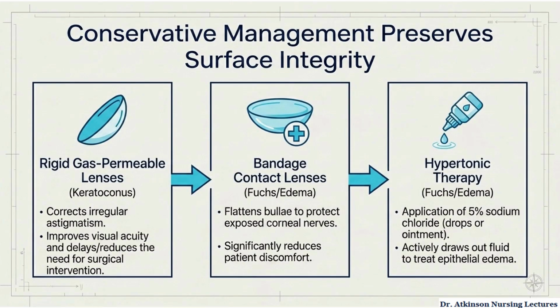Initial management focuses on preserving corneal structure and improving vision. Rigid gas-permeable lenses are used in keratoconus to correct irregular astigmatism and delay surgery. In Fuchs dystrophy, bandage contact lenses protect exposed corneal nerves and reduce pain from bullous keratopathy. Hypertonic sodium chloride drops or ointments help pull fluid out of the cornea and decrease epithelial edema.